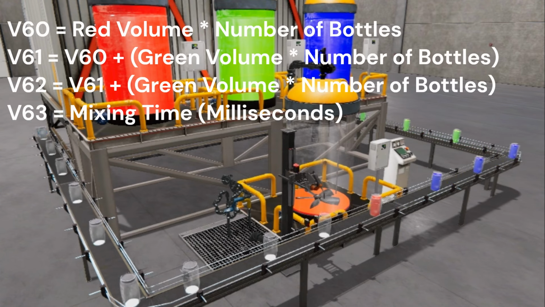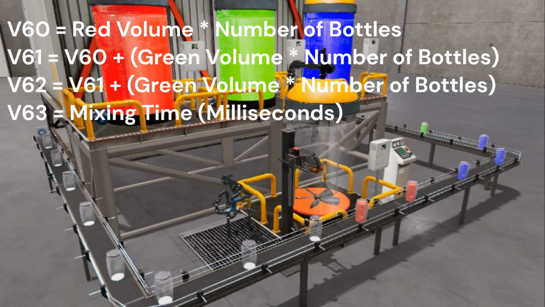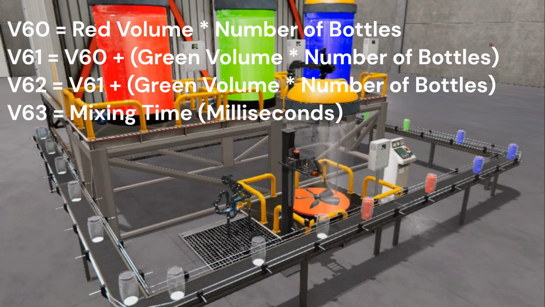Example for recipe 1. Red volume is 20 times the number of bottles. The green volume is 50 times the number of bottles plus the red volume. Blue volume is 30 times the number of bottles plus the green volume. We now know the amount of each tank volume to add to the mixing tank for the correct color.